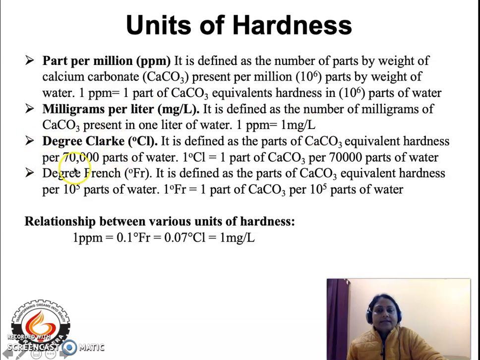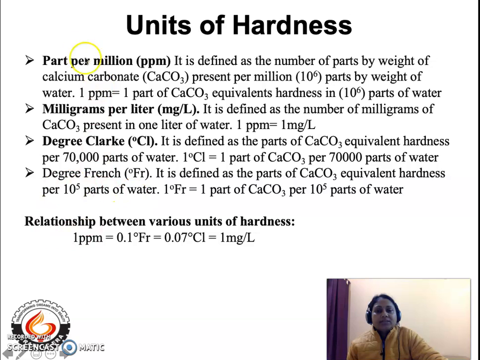Third is the degree Clark. It is defined as the parts of calcium carbonate equivalent per 70,000 parts by weight of water. So 1 degree Clark is equal to 1 part of calcium carbonate per 70,000 parts by weight of water. Fourth is the degree Franc. It is defined as the parts of calcium carbonate equivalent per 10 to the power 5 parts by weight of water. So 1 degree Franc is equal to 1 part by weight of calcium carbonate per 10 to the power 5 parts by weight of water.